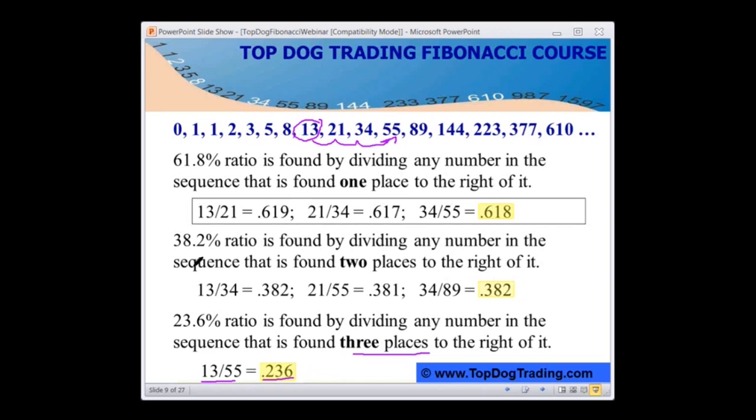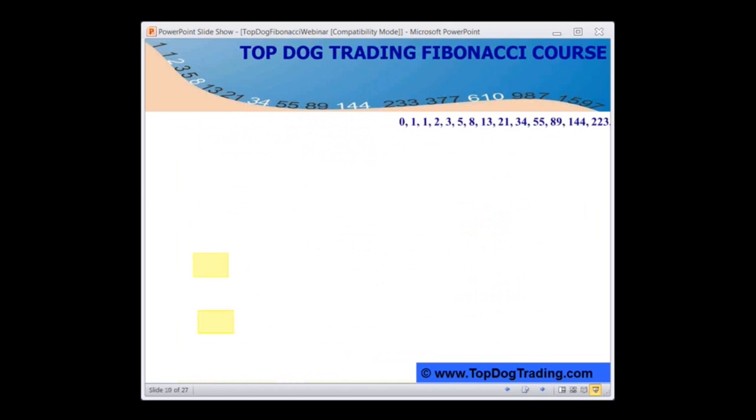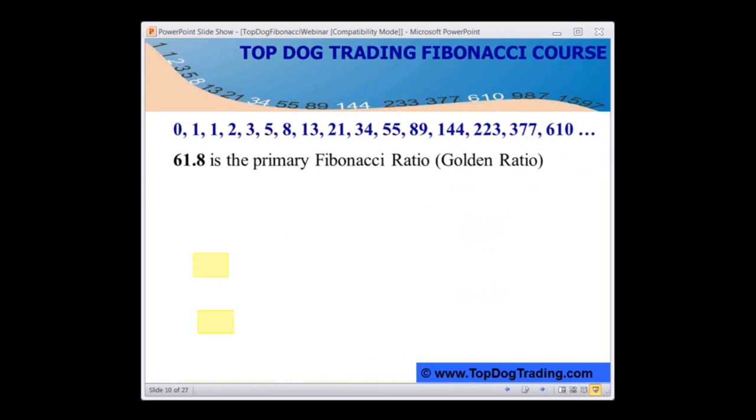Okay, so those are 3 of the ratios that are used. Now, let's talk about some more. 61.8 is the primary Fibonacci ratio. It's often called the golden ratio. It's used in a lot of things in mathematics, architecture. It's found in the structure of even plants and things like that in nature, the nautilus circle, everything. 38.2 and 23.6 are what we call secondary Fibonacci ratios, not considered quite as important.